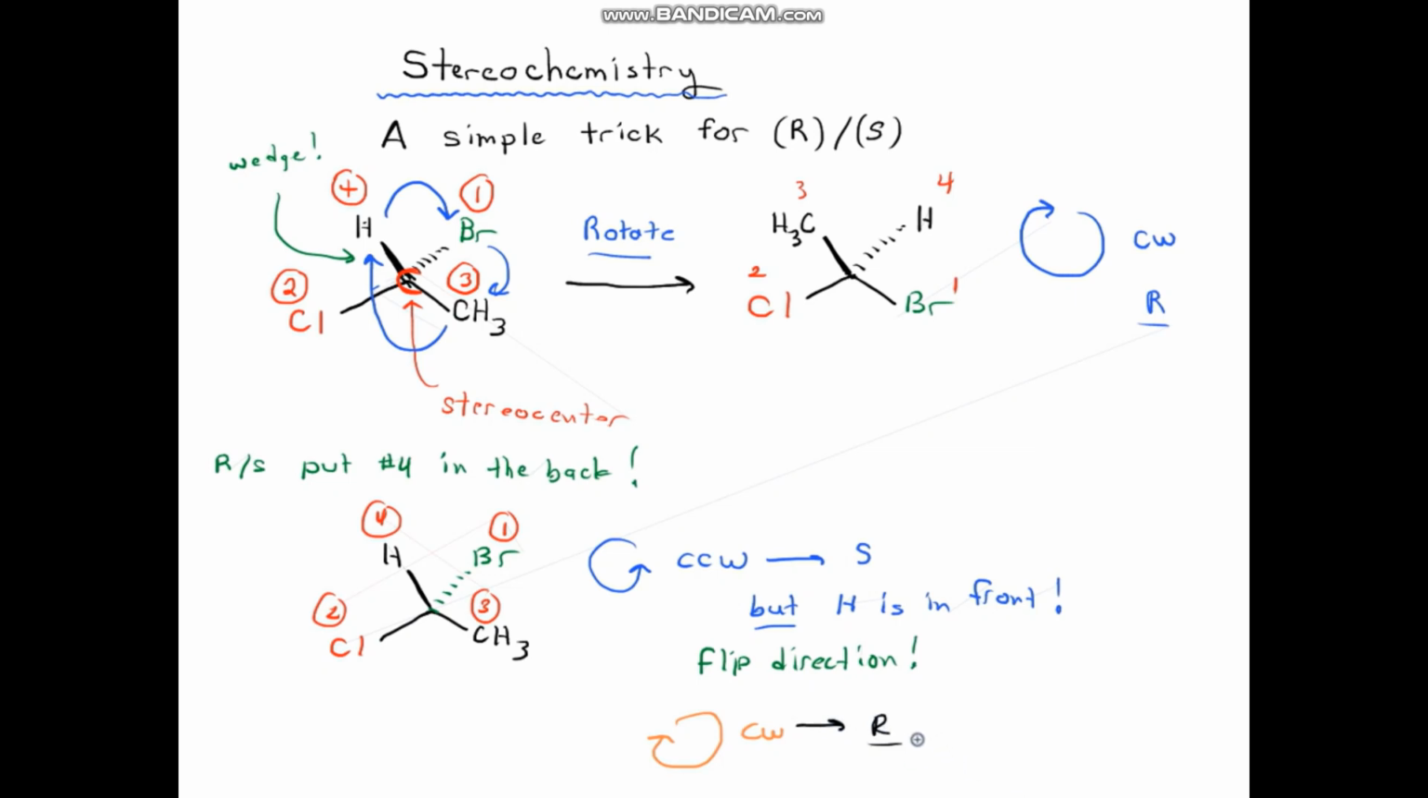So basically, the bottom line is, if you see your number 4 is in the front, it's a wedge, just do your priorities like you normally would, 1, 2, 3, 4. Ignore number 4 for a moment, and then trace a line between 1, 2, and 3. If it's telling you S, then you know it's going to be R. If it told us R, it would be S. It's really straightforward, and it saves you a lot of time, and you won't do all these bond rotations, which are easy to make mistakes with.